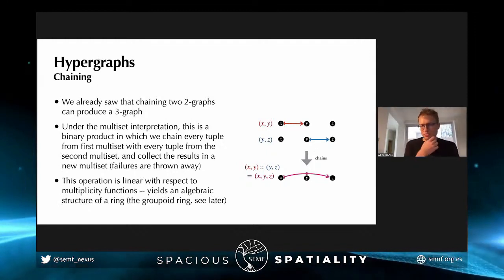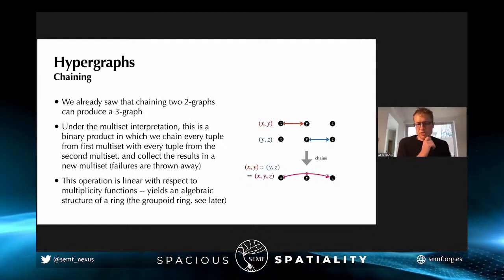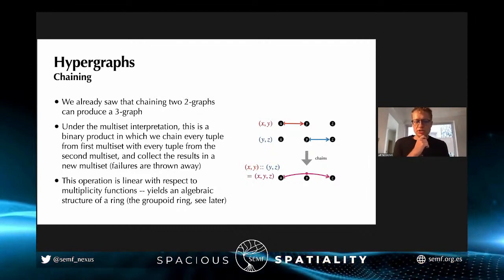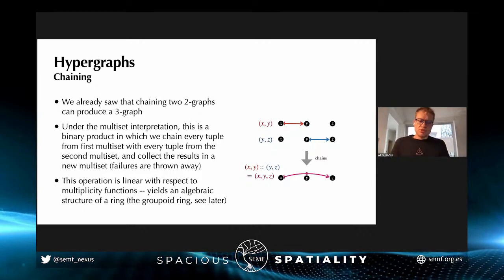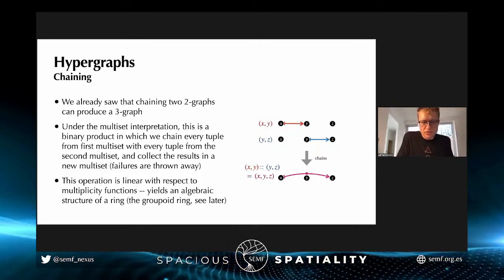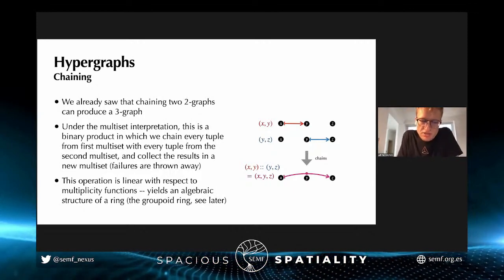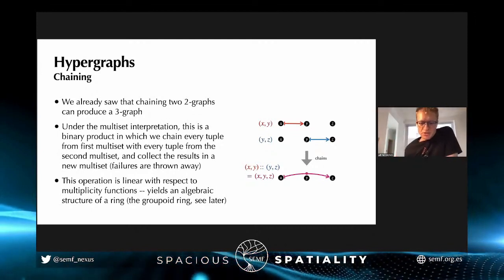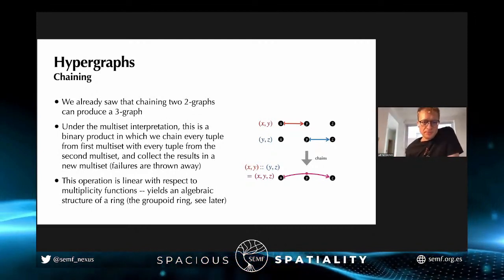And from a mathematical point of view, the reason you might care about that is that that operation is linear with respect to the multiplicity functions. So to an algebraist, this is a very useful thing because it means that you can form something called a ring, which we won't really have time to get into, but there'll be a little hint about it a bit later.